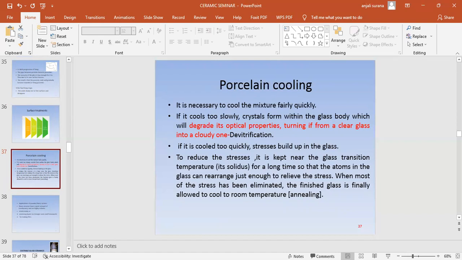If it is cooled too quickly, stresses build up in the glass. To reduce the stresses, it is kept near the glass transition temperature for a long time so that the atoms in the glass can rearrange just enough to relieve the stress. When most of the stresses have been eliminated, the finished glass is finally allowed to cool to room temperature.